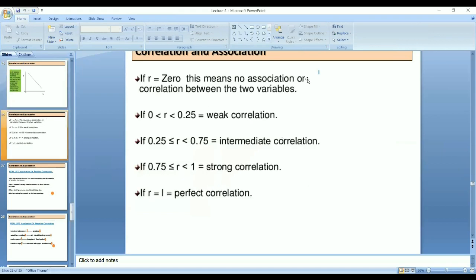If you get the R value as 0, this means there is no correlation between that particular X and Y variable. If the value is between 0 and 0.25, there is a weak correlation. If the value lies between 0.25 and 0.75, there is intermediate correlation.